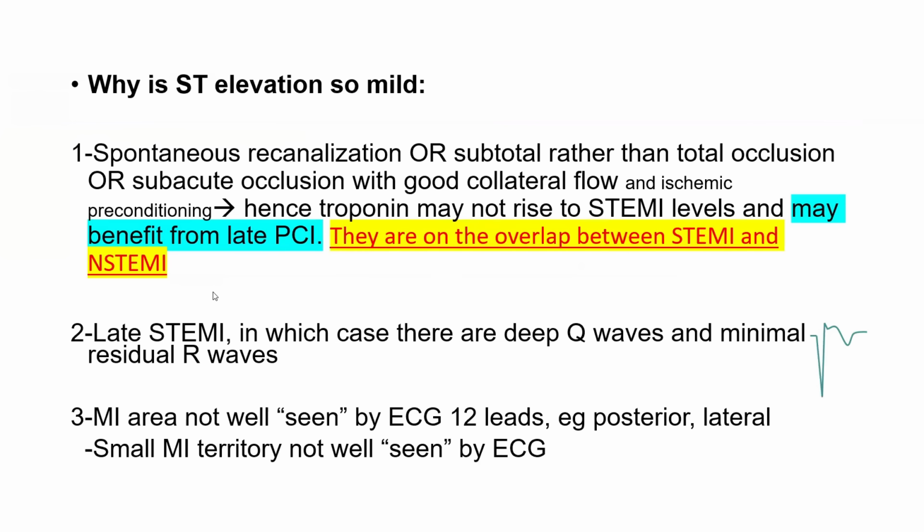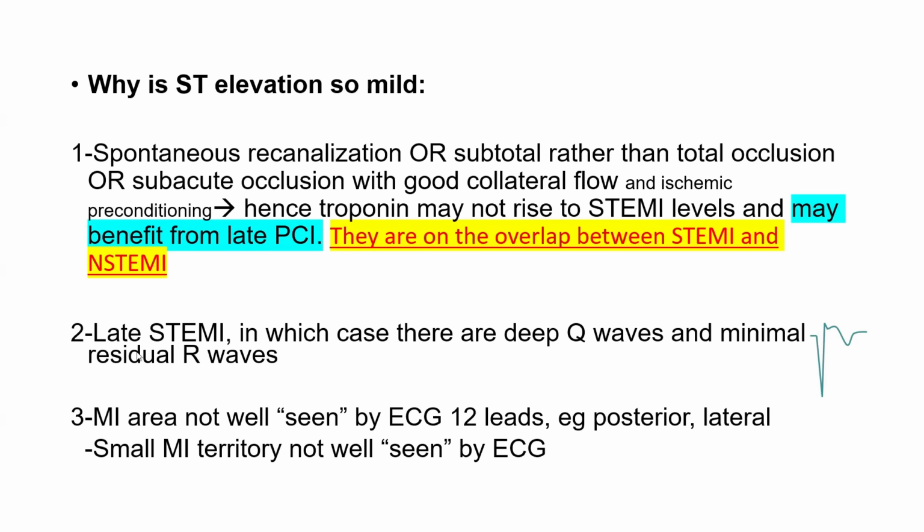They are on the overlap between STEMI and non-STEMI, so much so that if you cath them late and revascularize them late, I believe they still benefit from revascularization because they have some flow that attenuates that ST elevation and that often attenuates the troponin rise. Again, spontaneous canalization, subtotal rather than total occlusion, or subacute occlusion with good collateral flow, CC2 or grade 3 collaterals.